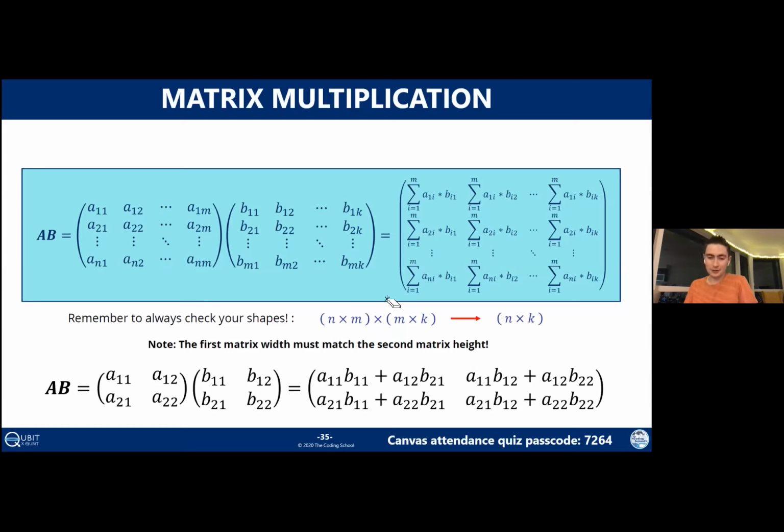Now with 2 by 2 matrices, that doesn't really make much of a difference because a 2 by 2 matrix, right? If all of these numbers are just 2, then obviously you're going to get as your result a 2 by 2 matrix. And so we're going to see that in an example.